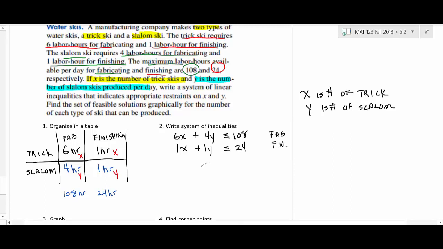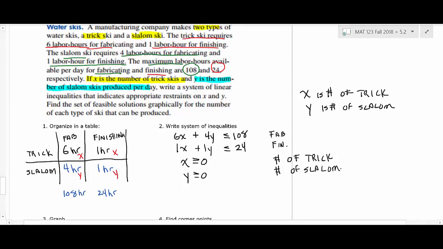Okay. Now the other thing is X has to be greater than 0. That's because it's the number of skis. That's the number of trick skis. And then Y also has to be greater than 0 because that's the number of slalom skis like that. Hardest part of this problem is figuring that out and putting that together.